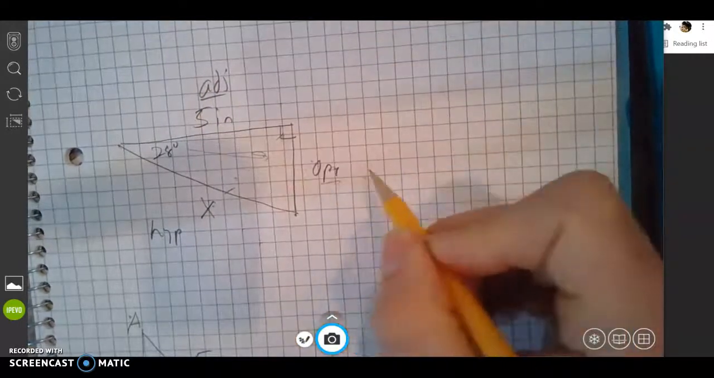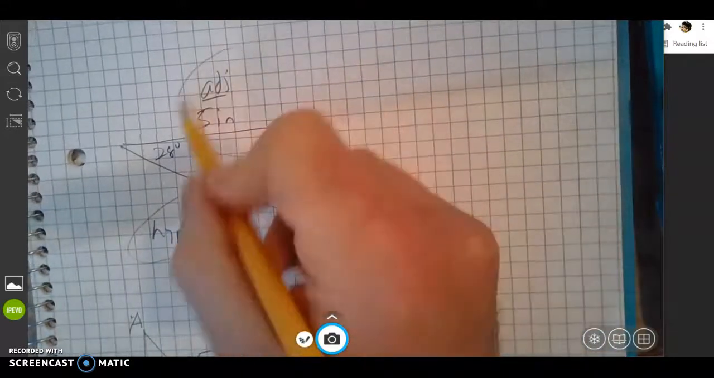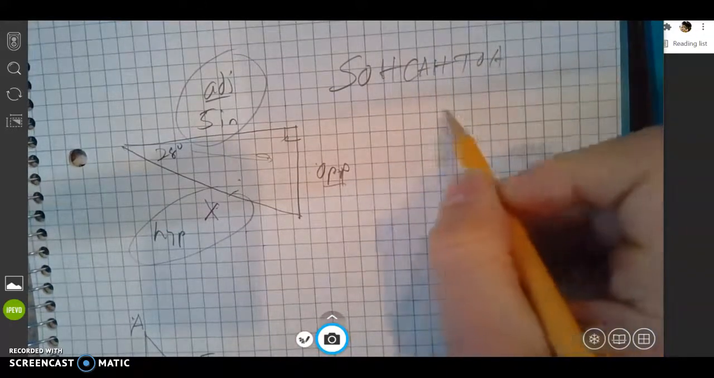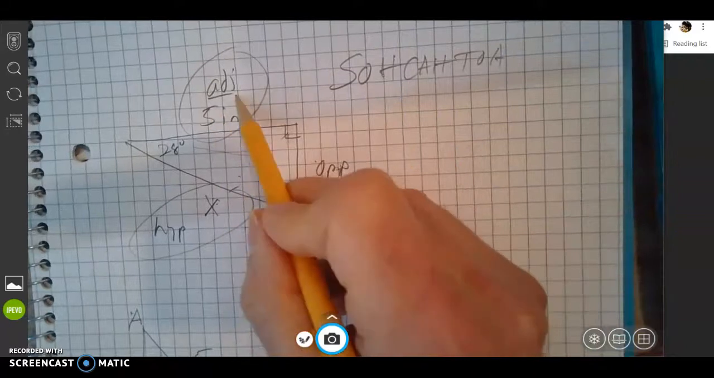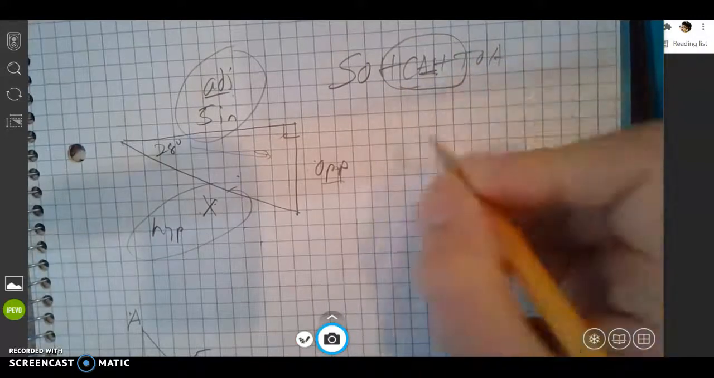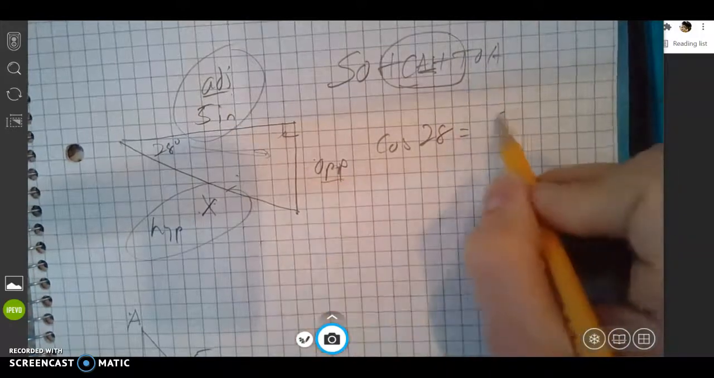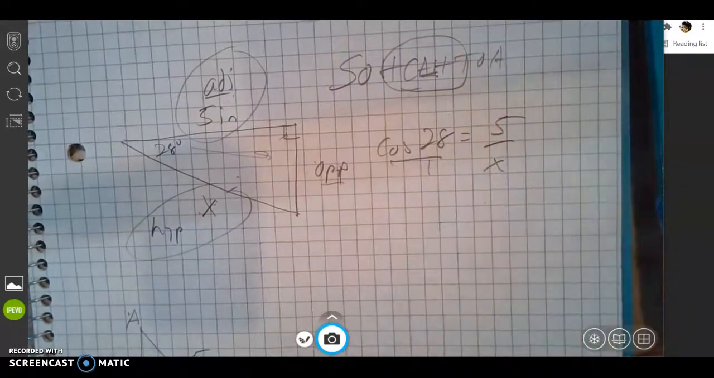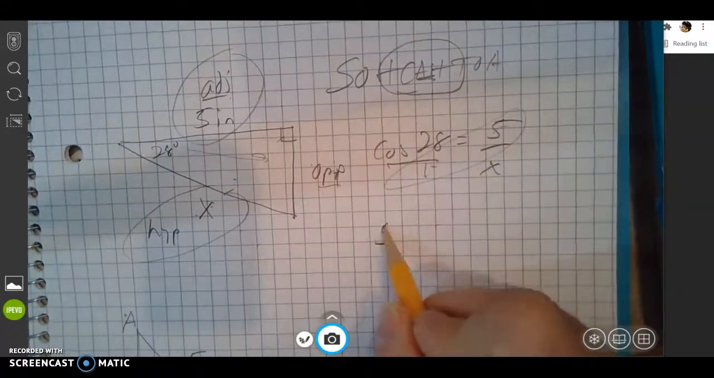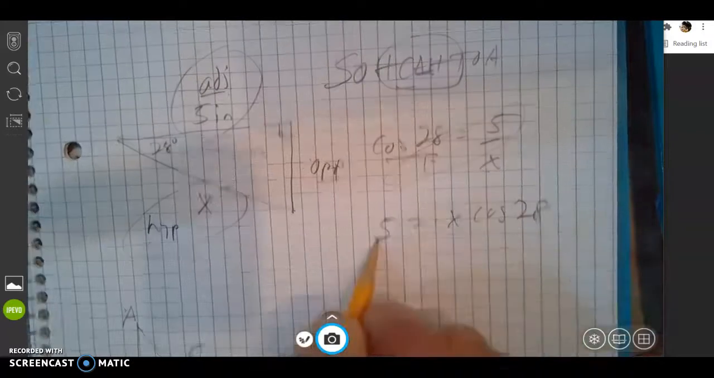If you got something wrong, you need to make sure you copy it down and get it right. All right, so what do we have? We have hypotenuse and adjacent. So, SOH CAH TOA. Make sure you write that down every single time you see one of these problems. So I have adjacent and hypotenuse. What am I going to use? Cosine, adjacent over hypotenuse. So the cosine of 28 equals adjacent 5 over hypotenuse x. Okay, so 5 times 1 is 5. X times cosine 28 is x times cosine 28.